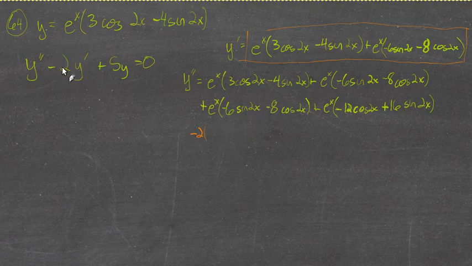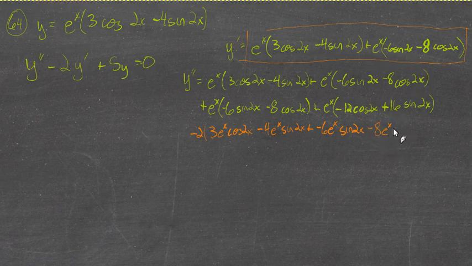So negative 2, that's this negative 2 times y prime. Y prime, we'll write this down as we distribute e to the x. So we'll have 3 e to the x cosine 2x minus 4 e to the x sine 2x. So that is this part with e to the x distributed, plus distributing this e to the x, we have a negative 6 e to the x sine 2x minus 8 e to the x cosine 2x. Okay. And this whole thing is multiplied by negative 2.